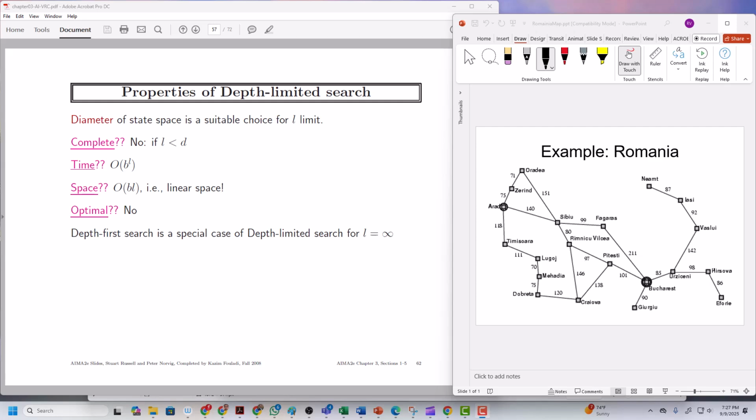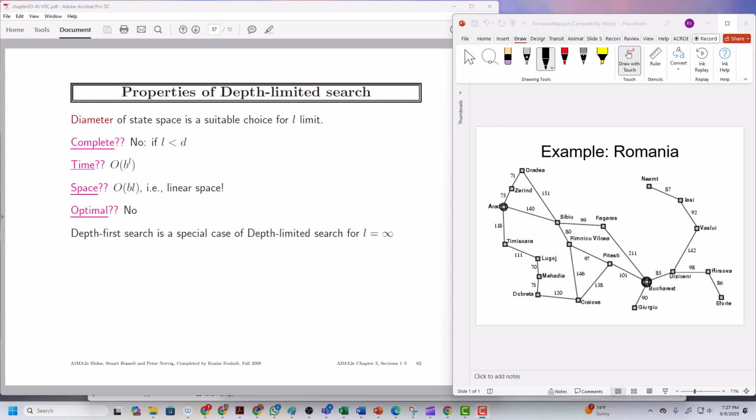Sometimes the problem structure provides a natural limit. For example, this Romania map has 20 cities, so the longest possible path is definitely 19 steps. Because in a minimally connected graph, there will be 19 steps to go from one city to the 20th one.